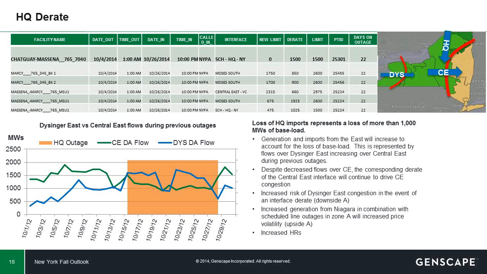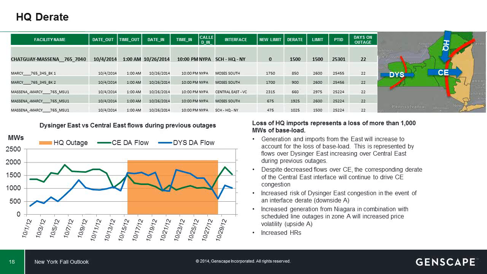Now, with the loss of the baseload, it's to be expected that we'll see increased flows coming out of Zone A and imports coming in through the east of the state to make up for the loss of the flows coming in from the north. So we can see that here in the increase in Dysinger East flows. Also, another important note is typically we see Central East binding long before Dysinger East does. One of the reasons is that it has the addition of the HQ flows coming over that interface. So with the loss of HQ, that does alleviate quite a bit of flows over Central East, and it does increase the risk of Dysinger East being the first to bind, which sends quite a bit of downside price to Zone A. So downside Zone A is a risk.